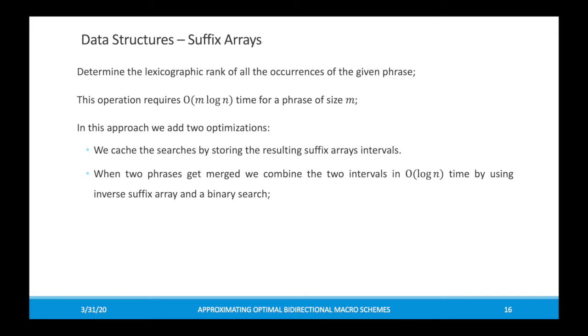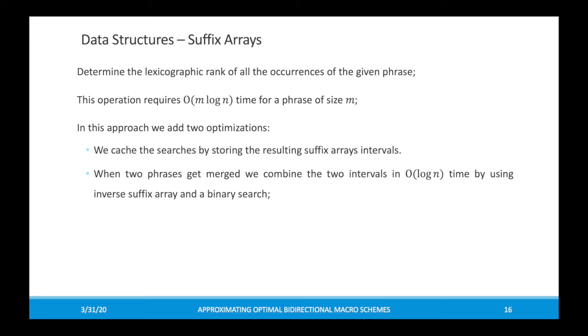In our approach, we use a suffix array to search copies or occurrences of the given phrase. In general, this operation requires m log n time for a phrase of size m. To improve this time, we had two optimizations. First, we cache all the searches by storing the resulting suffix array intervals. And when the phrase is split, this information is discarded because these intervals are not valid.